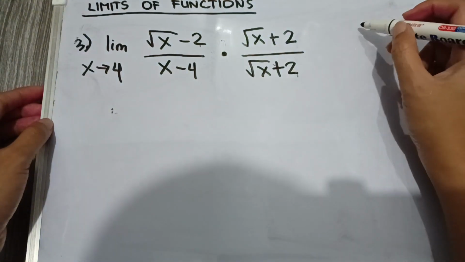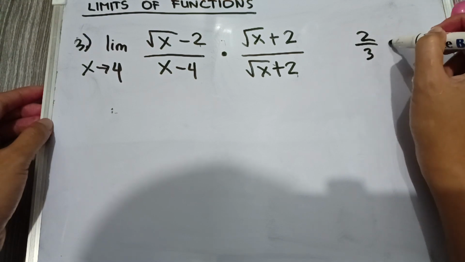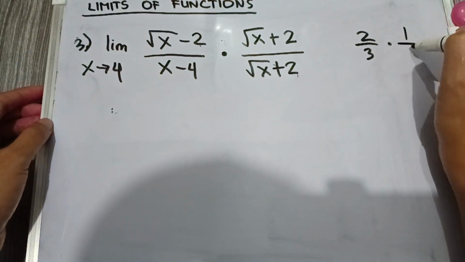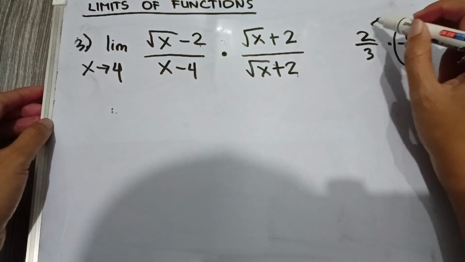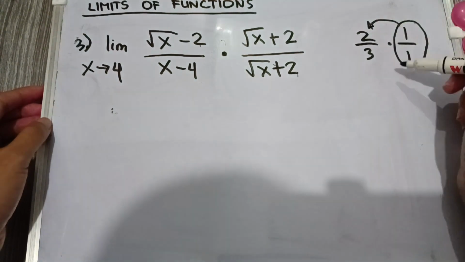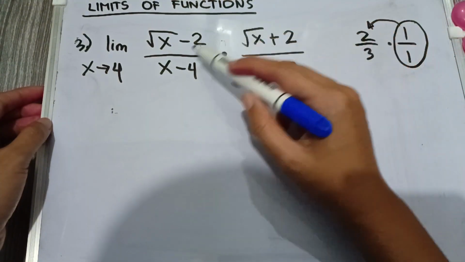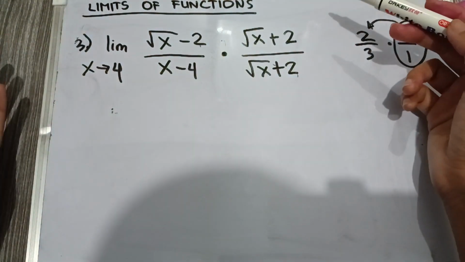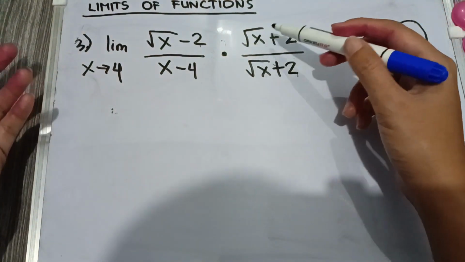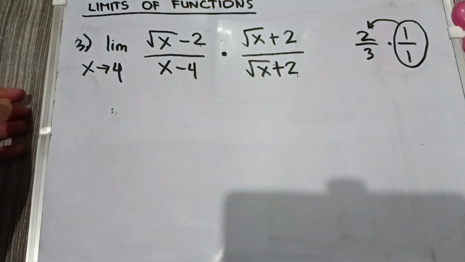It's like multiplying by 2 over 2, or 1 over 1. When we multiply this to this, the value does not change. So if we multiply it to this, it's like 1 over 1, so the value of this does not change. But if we use this, we can cancel the radical sign.